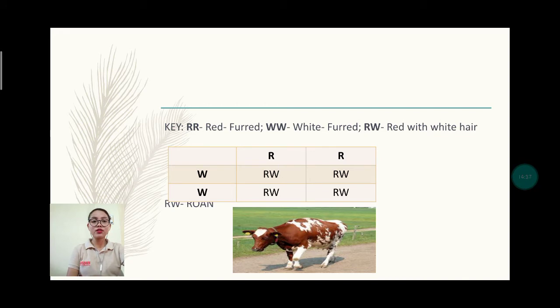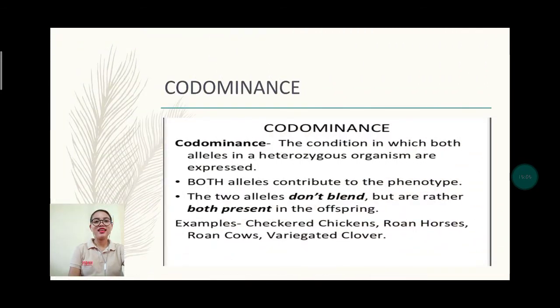So based on the picture, you're going to see a cattle comprised of red with white blotches, or what we call roan cattle. So do you think it is the same with incomplete dominance? Think about it. Okay.